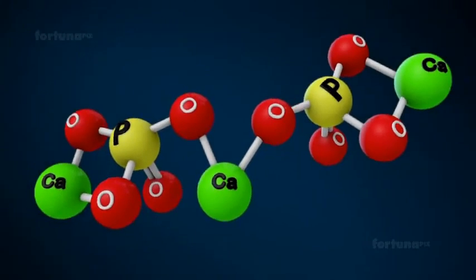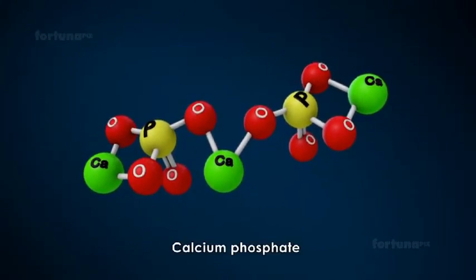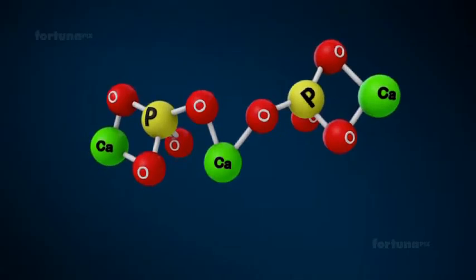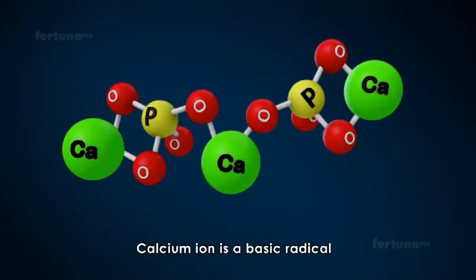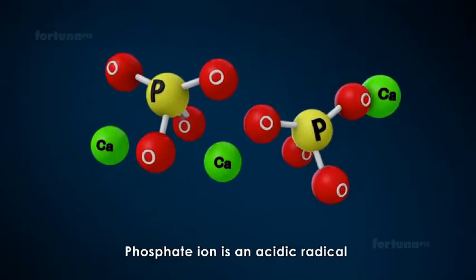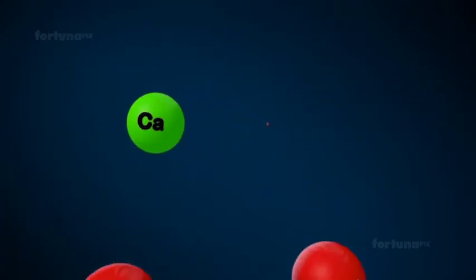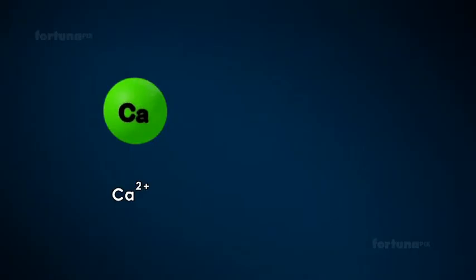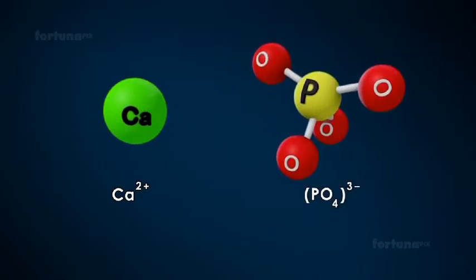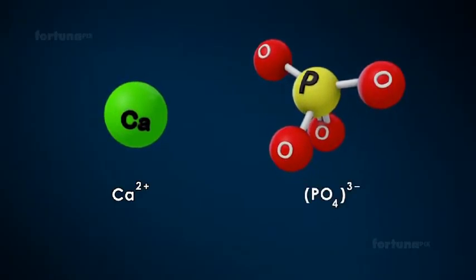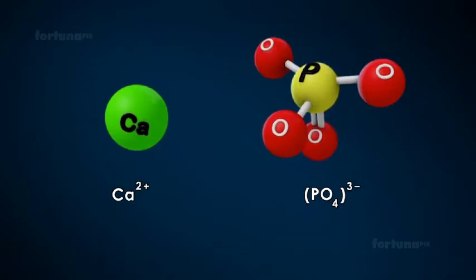Consider a second example, calcium phosphate. In this compound, the calcium ion is a basic radical and the phosphate ion is an acidic radical. The calcium ion has a valence of 2. The phosphate ion has a valence of 3. Write the cation on the left and the anion on the right.